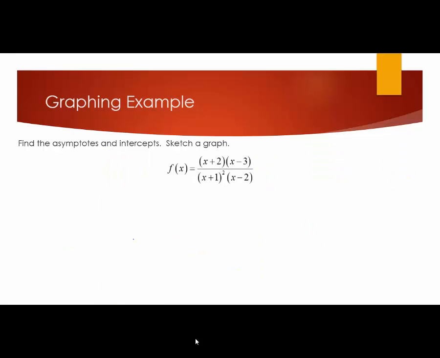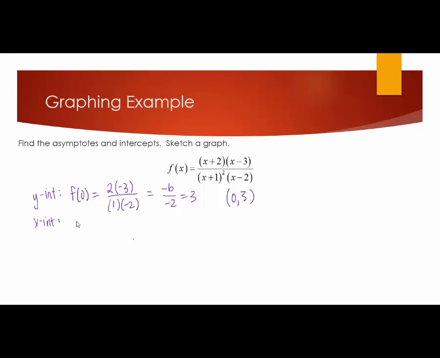We need to practice this some more, so let's just do another one. Find the asymptotes and intercepts and sketch a graph. Let's start with a y-intercept. If I plug 0 in, I'm going to have 0 plus 2, 0 minus 3, 0 plus 1 squared, and 0 minus 2. So this is going to be -6 over -2, or 3. 0, 3 is my y-intercept.